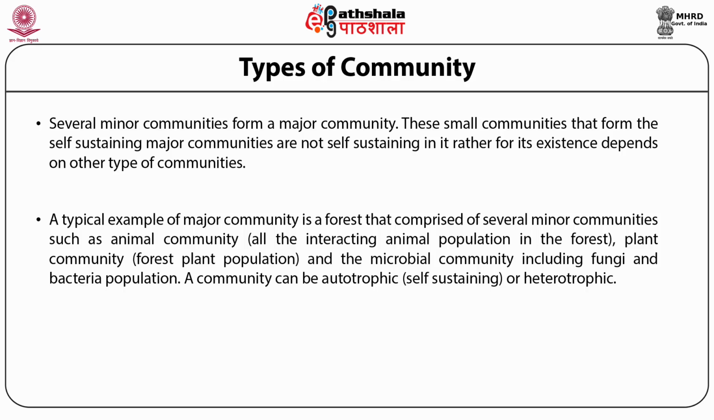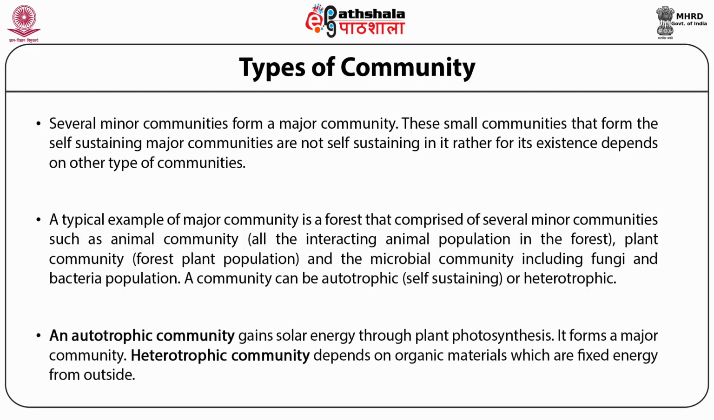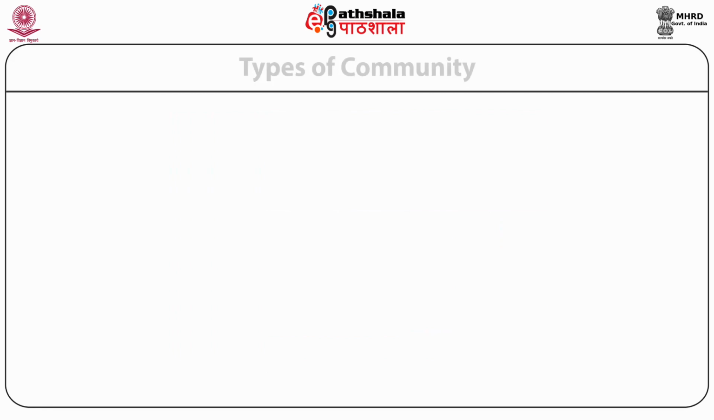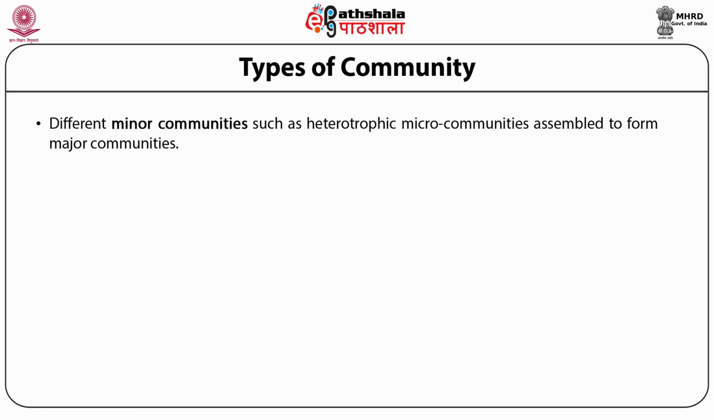A community can be autotrophic, self-sustaining, or heterotrophic. An autotrophic community gains solar energy through plants' photosynthesis. It forms a major community. A heterotrophic community depends on organic materials whose energy is fixed from outside. This figure represents an alpine headland autotrophic plant community in Australia. Different minor communities, such as heterotrophic micro-communities, assemble to form major communities.